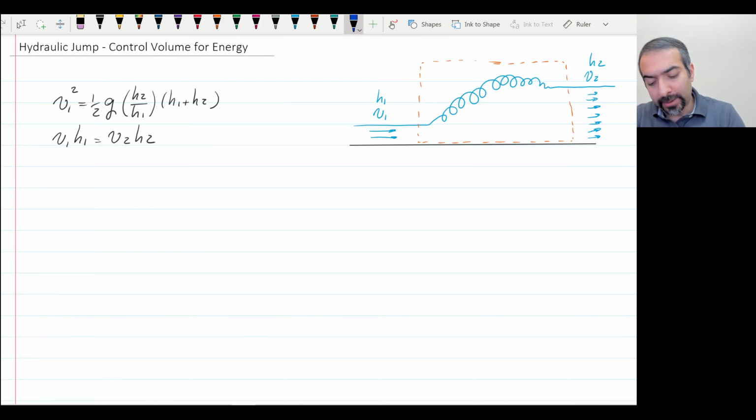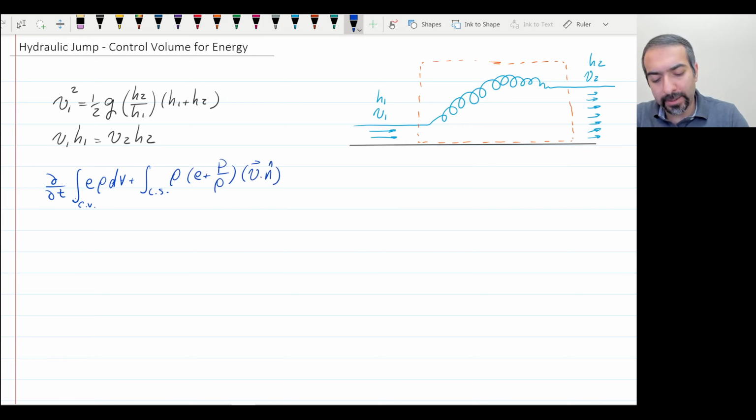So that is d/dt of the integral over the control volume of E rho d volume, plus the integral over the control surface of rho times (E plus P over rho) V dot n hat dA, equal to Q dot in plus W dot shaft. All right, it's a steady state problem. We assume it's isothermal, with no temperature increase or decrease. So therefore, the first term is 0.